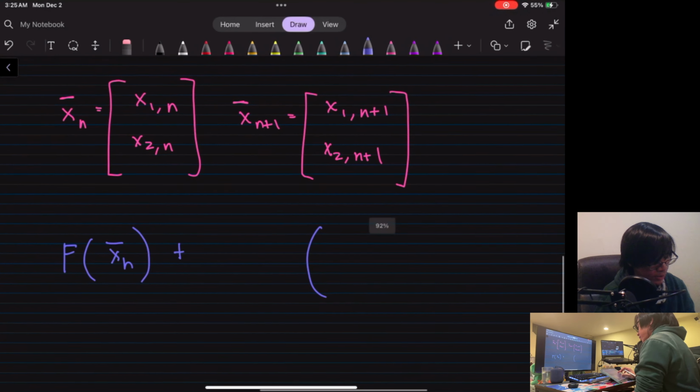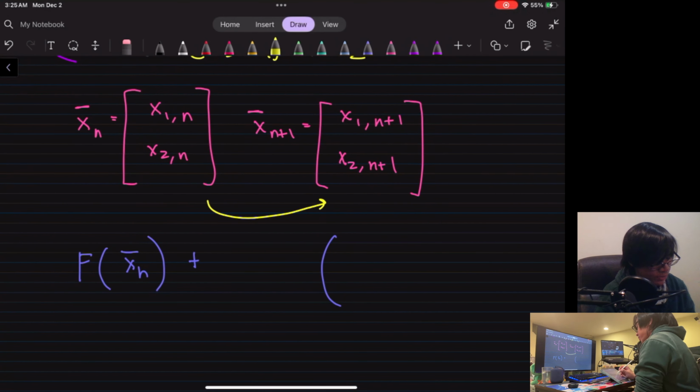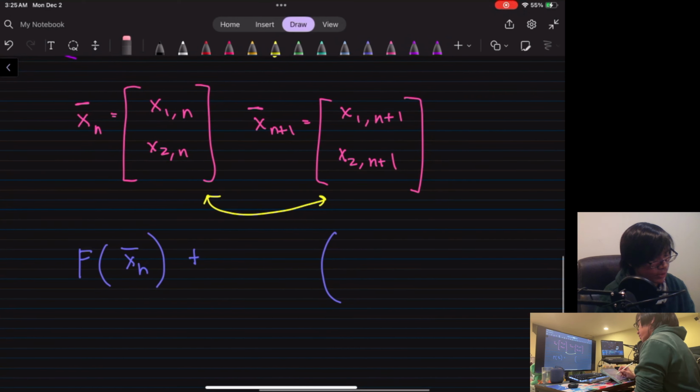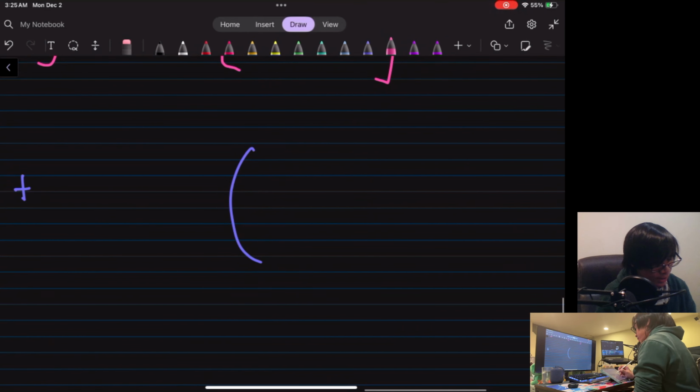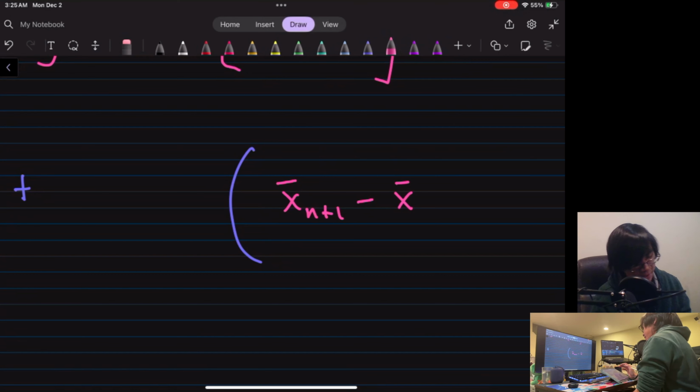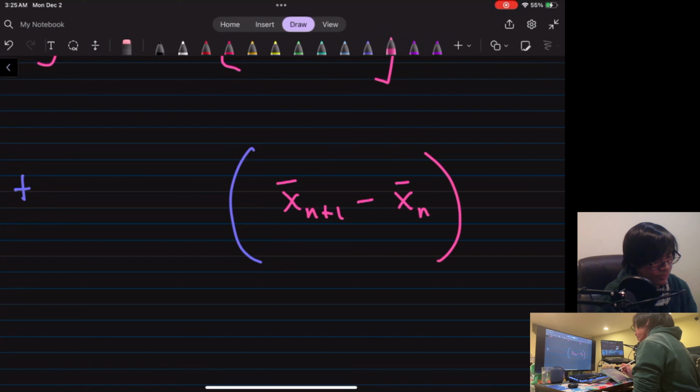So this will be our change in our two variables from the future iteration and the current iteration. We can just subtract those element-wise since they're the same dimensions. They're both 2 by 1s. So that is vector xn plus 1 minus vector xn, the future position minus the current position. Or you could think of it as the current position minus the previous position. But since we're solving for that future iteration, let's just think of it as a future iteration.